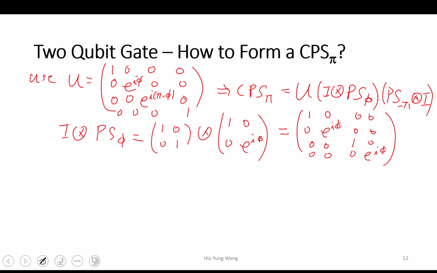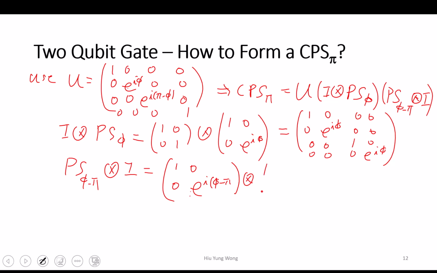And similarly, how do you get this PS but negative phi? Negative. What I'm doing? Negative pi. Negative pi, right? Tensor product I. Then what do you get? Phase shift gate is 1000 negative pi, right? What is negative pi? Is that negative? I missed one thing. It doesn't make sense to have negative pi. It should be phi minus pi. Okay, the phase shift is phi minus pi. Okay, so this is e to the power i phi minus pi tensor product 1, right?